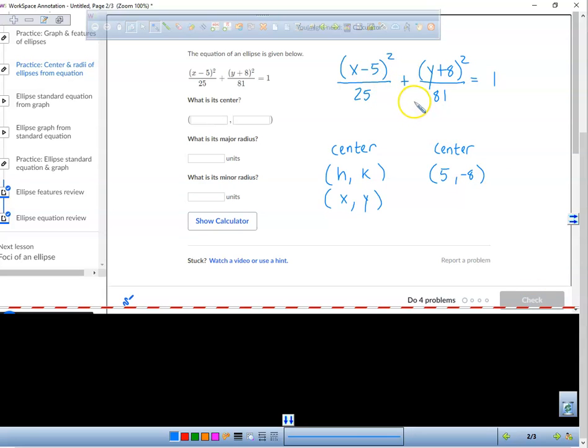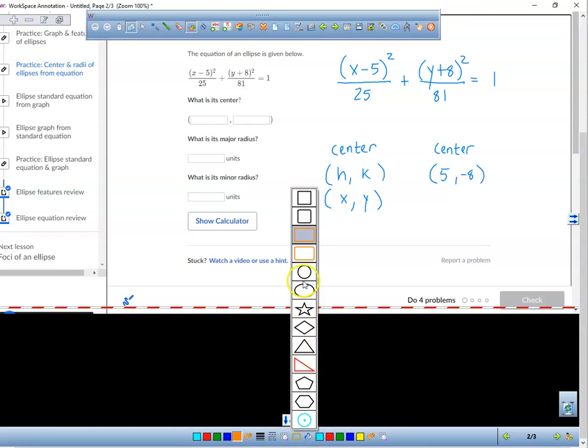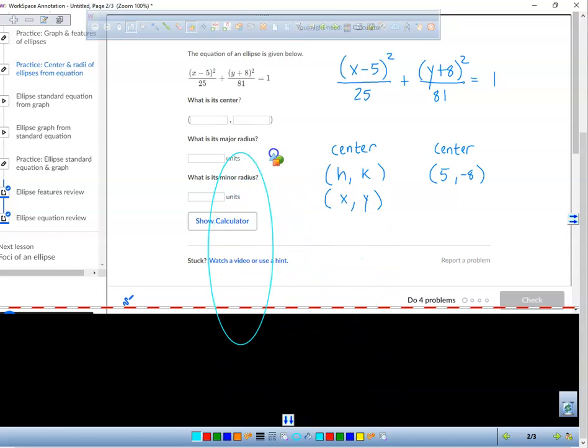Okay? Now, what do you guys think it's going to look like? Do you think it's going to look more long horizontally or vertically? Which means if I find my ellipse here, change colors. There we go. Is it going to look more like this, or is it going to look more like that? The first one? Let's look.